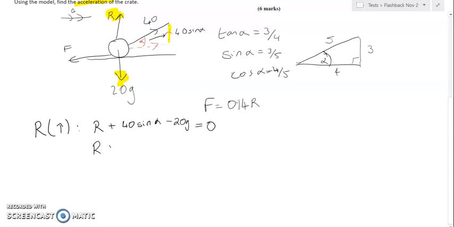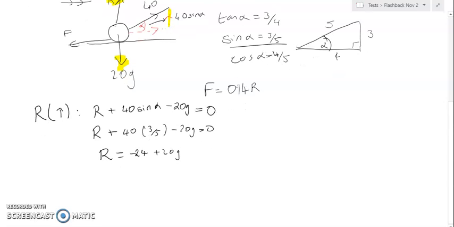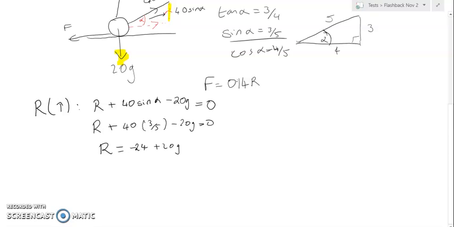So now we can say that R plus, remember we wrote down sine alpha as 3/5, so 40 times 3/5, minus 20g equals 0. And actually we could go on and work out R in this case. So that's going to be negative 24 plus 20g. Most of the time I prefer to just leave my answer in this form, and we'll put it in the calculator with our g's and stuff.